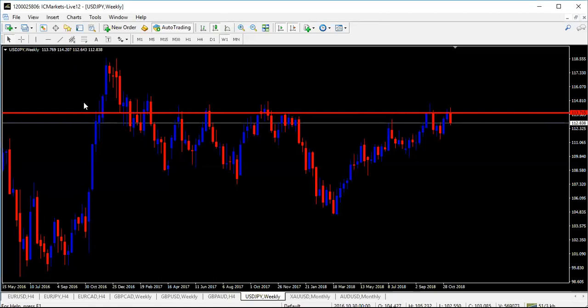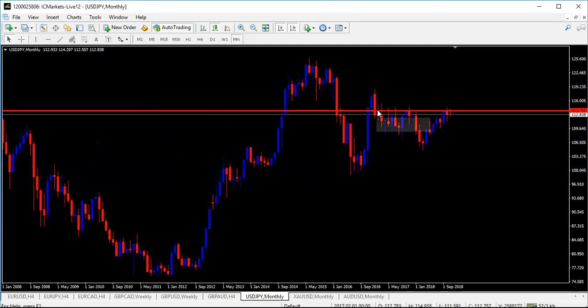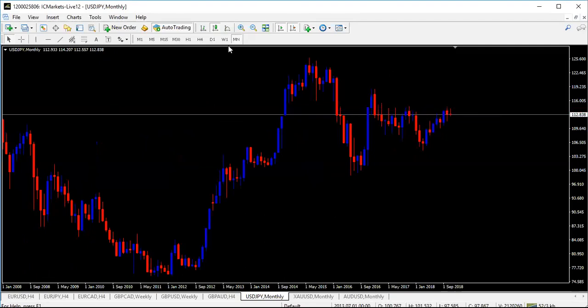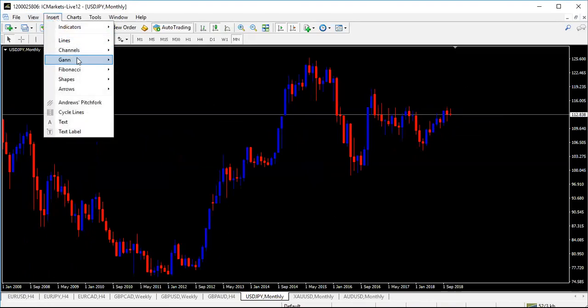All right, let me look at USD JPY. What's your USD JPY doing? You see this level here? Watch how many times we rejected that level. We're not supposed to be using lines, we're really supposed to be using zones. So I'm going to give you a zone to work with.